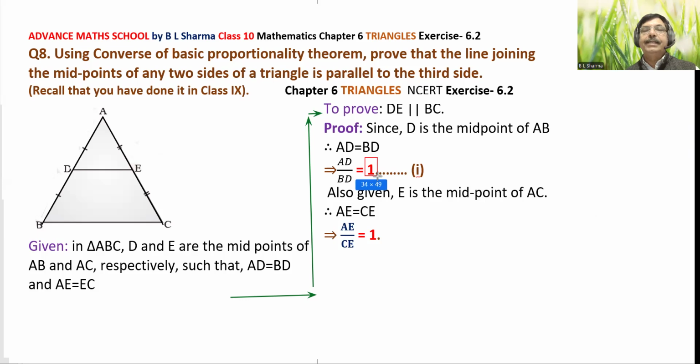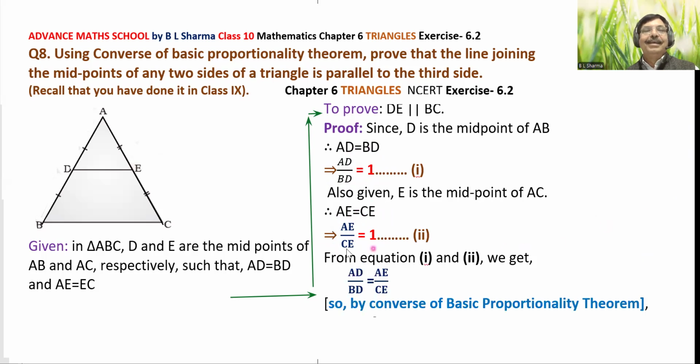Here the right hand side is the same, that is 1, and this is also 1. It means now you can write AD upon BD is equal to AE upon CE. So DE divides AB and AC in the same ratio. So by converse of basic proportionality theorem, DE is parallel to BC, and that's all.